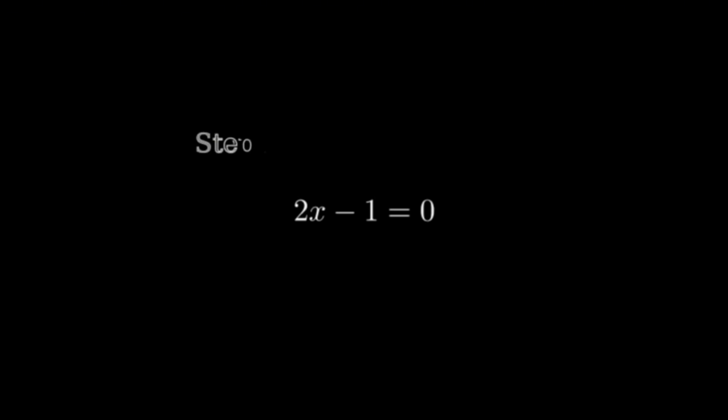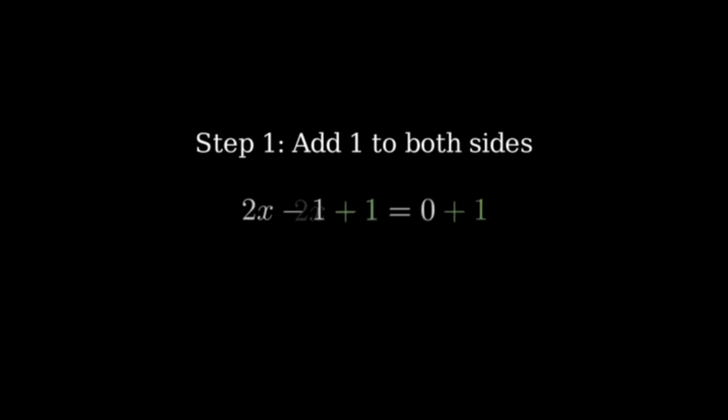To solve for x, we need to isolate it. Our first step is to add 1 to both sides of the equation. This will eliminate the constant term from the left side. When we add 1 to both sides, we're maintaining equation balance. Whatever we do to one side, we must do to the other. This is a fundamental principle in equation solving.